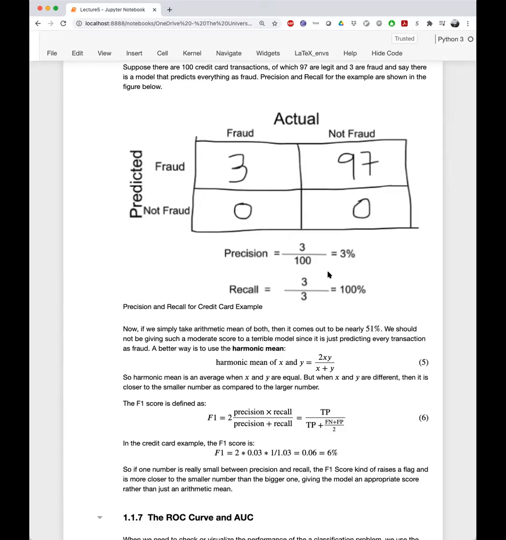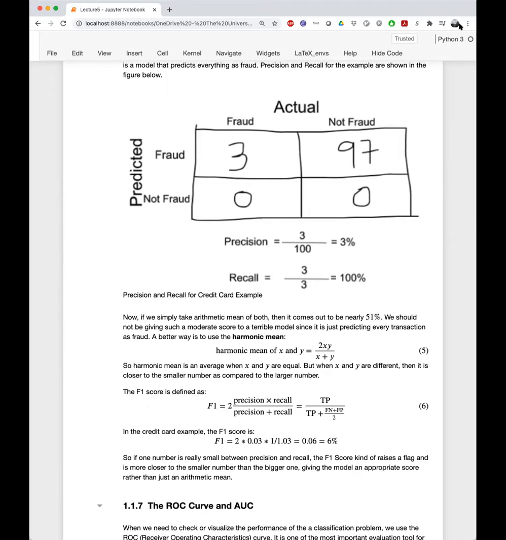And that's actually the definition of the F1 score, which is a combination of both precision and recall. F1 score is defined as the harmonic mean of precision and recall. So it's 2 times precision times recall divided by the sum of precision and recall. And it can be proved to equal true positive over true positive plus false negative plus false positive divided by 2. You can prove this as a homework example later.